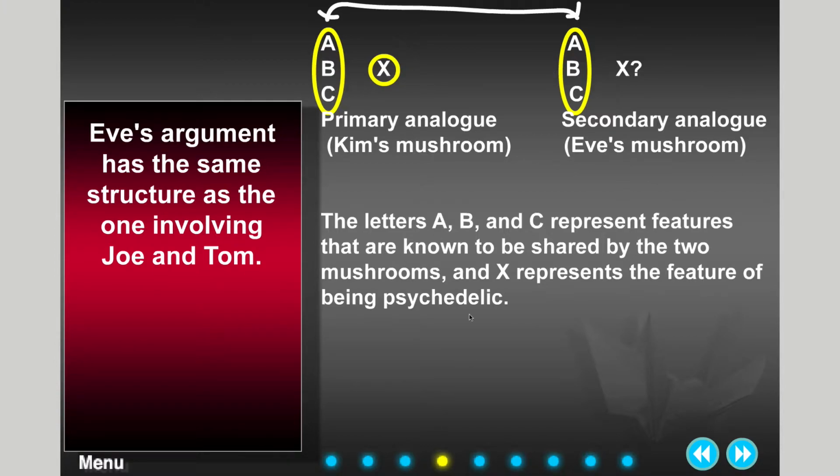Again, this is a very boring way in some sense of describing analogies, but we'll get past that soon to examples where we see how important it is. But it has these features, and it turns out to be psychedelic. Is it psychedelic? Now, the question is whether these are relevant similarities. Are they relevant to it being psychedelic?